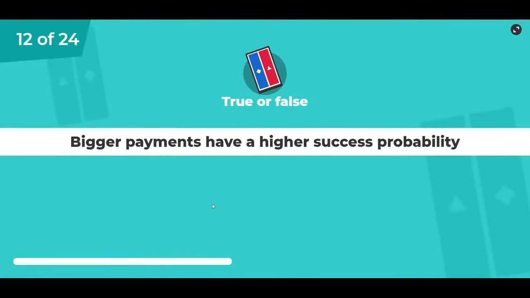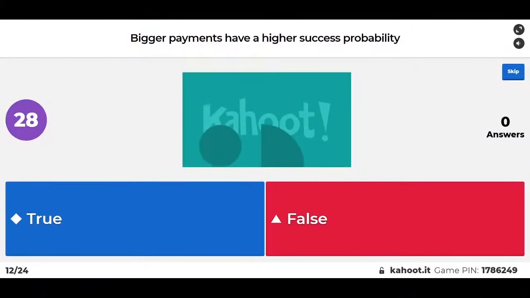True or false? Bigger payments have a higher success probability.